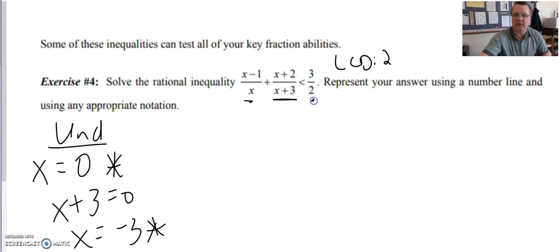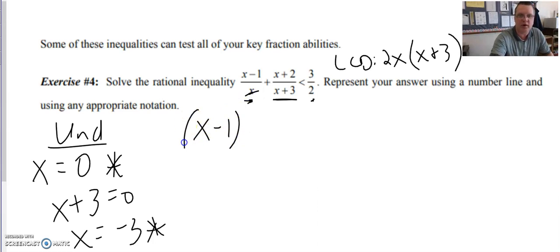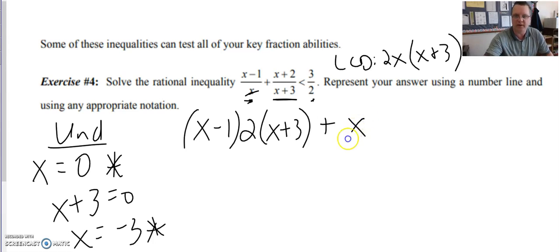You have to represent the 2, you have to represent the x, and you have to represent the x plus 3. Everything has to be represented. So in the first one, the x cancels, so I have the x minus 1 times everything that's left in the LCD, so it's a 2 and an x plus 3. Don't worry about the order right now. Now we have an x plus 2. The x plus 3 cancels, so we have a 2x.